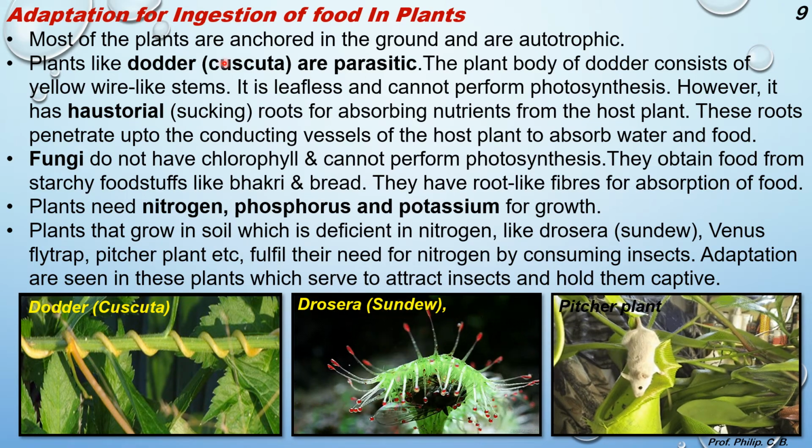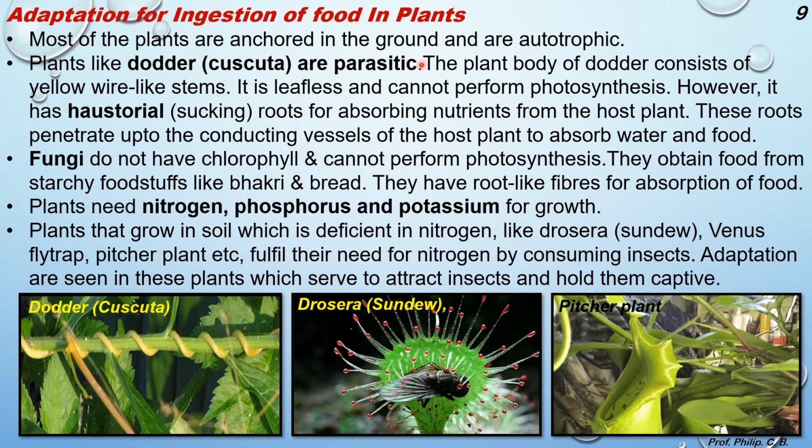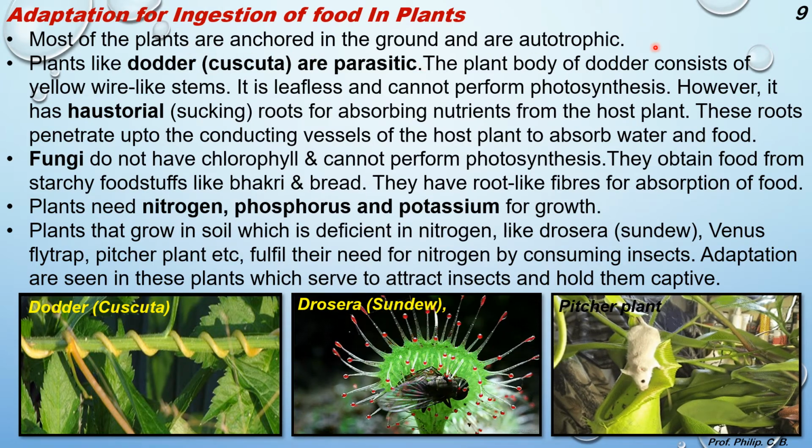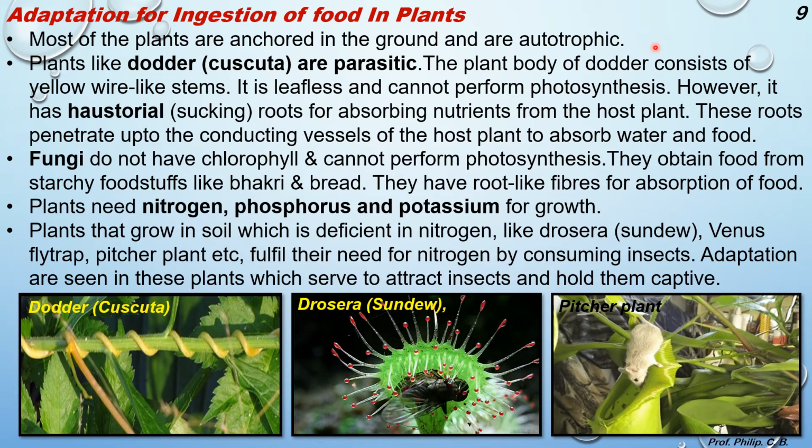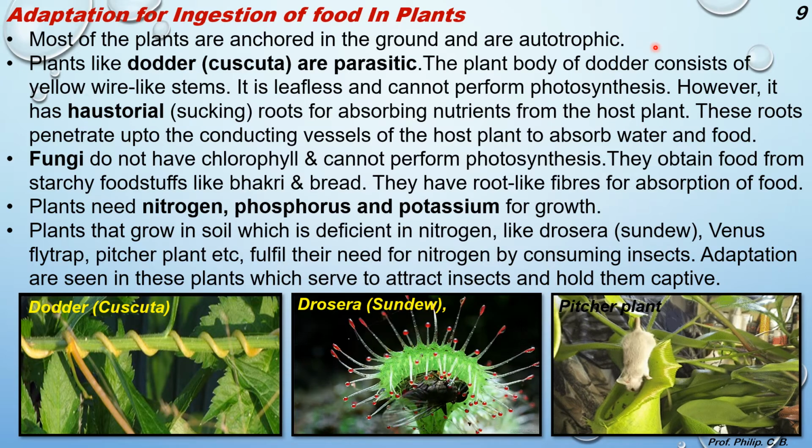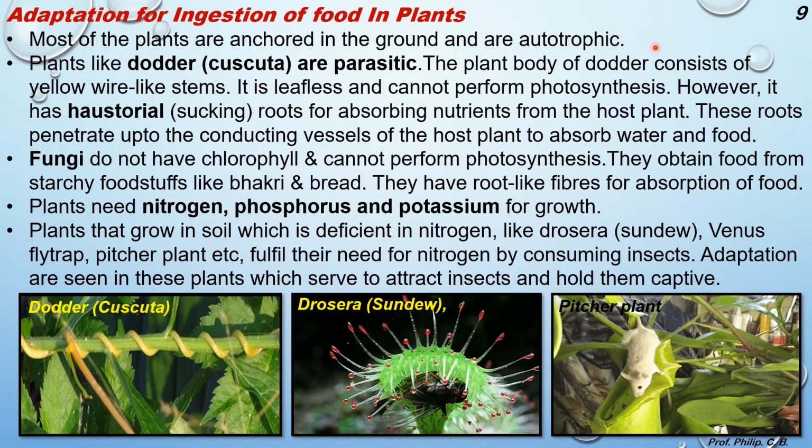So first point: most of the plants are anchored in the ground and are autotrophic. Now what does that mean? Plants, as all of you have seen, are attached to the ground. The roots go deep into the ground and absorb water and nutrients, and they are autotrophic, meaning they have chlorophyll.